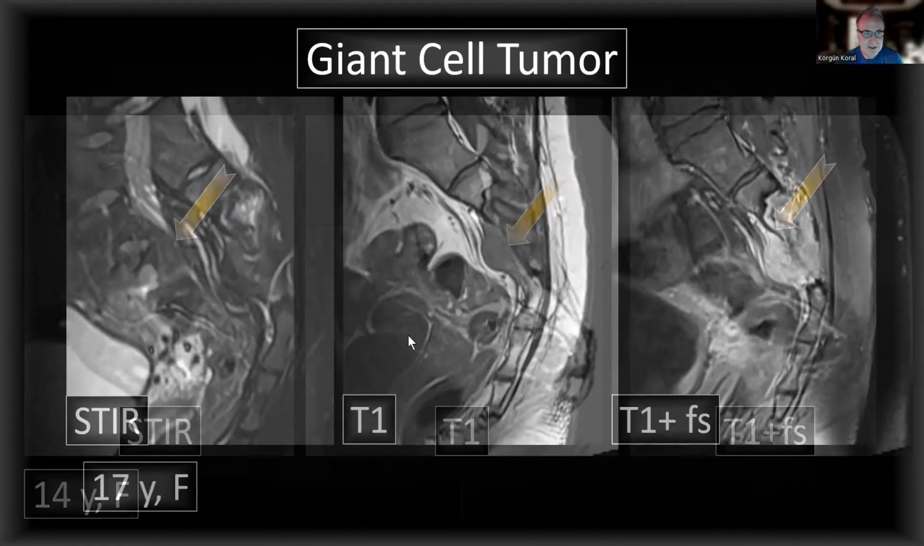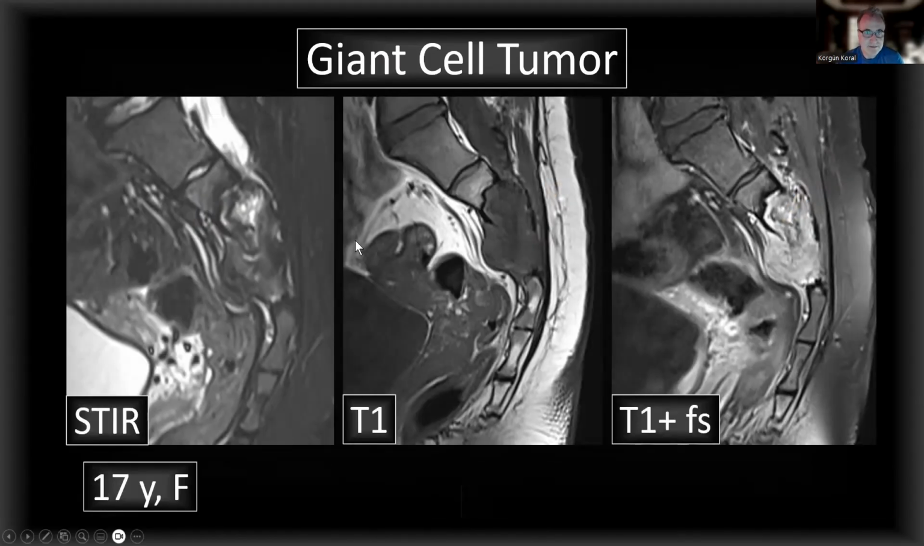We'll see another example. This is a little lower. Mid-sacrum is involved in the 17-year-old child. Again, heterogeneous on STIR, relatively homogeneous and relatively intensely enhancing mass on the contrast enhanced images. There will be obviously involvement of the sacral canal and sacral foramina, depending on the extent of the disease.